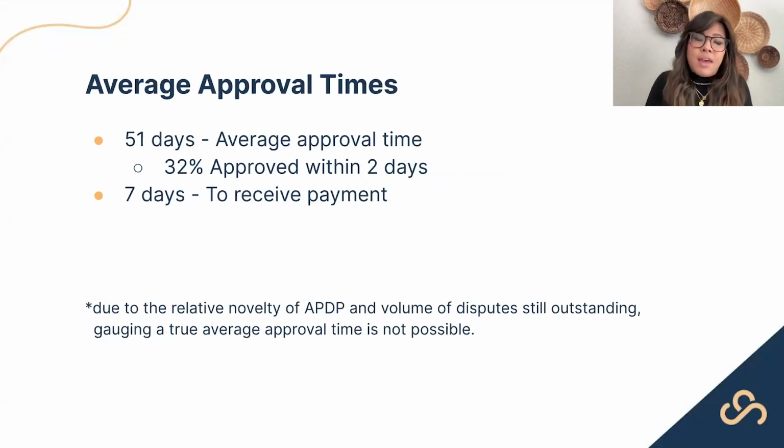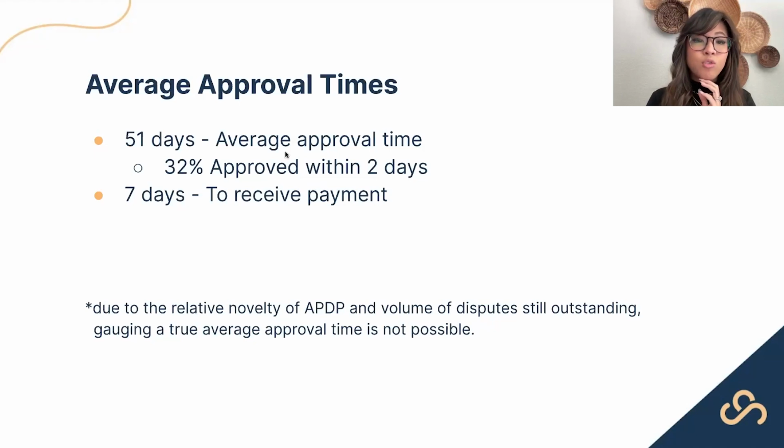Walmart does have thresholds where they will automatically approve disputes. Usually it's for a certain code type and dollar amount combination. We have not yet been able to determine what that combination is. If any of you have any insight, please feel free to share it with us. But about 32% of the time, we'll see this get auto approved within that 2-day period. But if not, it can be up to 51 days, sometimes 4 to 5 months.